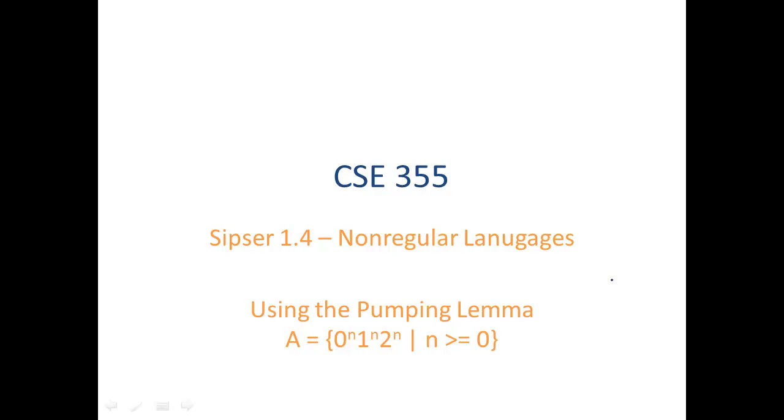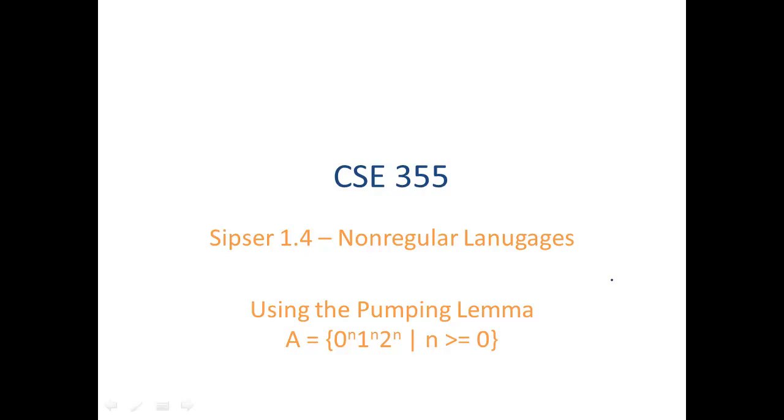Let's do an example of using the pumping lemma for regular languages to show that a language is not regular. So this is the language we're going to look at. The language is A, and it's the set of strings 0^n 1^n 2^n, such that n is greater than or equal to 0. So it's a string of zeros, ones, and twos in that order, where the number of zeros is equal to the number of ones, which is equal to the number of twos.